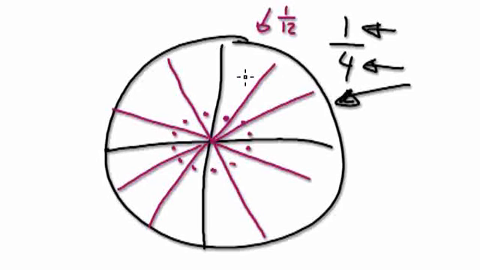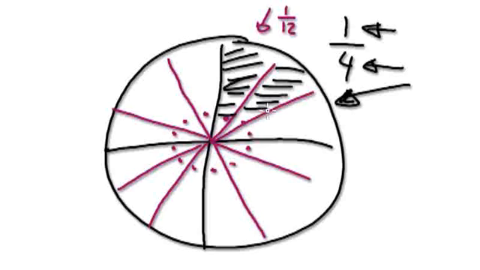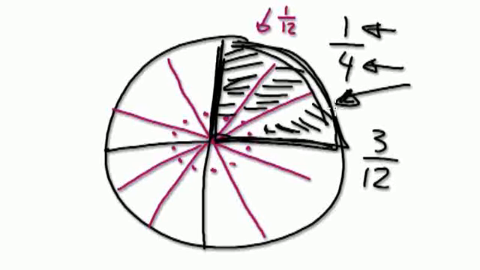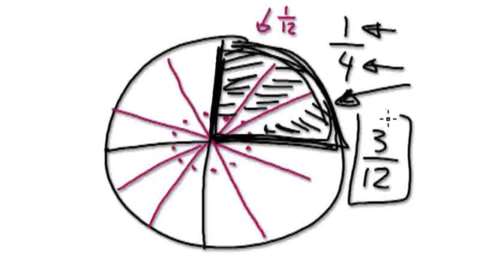Okay, but now if you look at 3 over 12, so 1 over 12 here, 2 over 12, 3 over 12. If you look at 3 over 12, it's this piece here, isn't it? This massive piece here. So 3 over 12 is actually a quarter. Can you see that? So what we're saying is 3 over 12 is the same as a quarter. It's exactly the same, but just written differently.